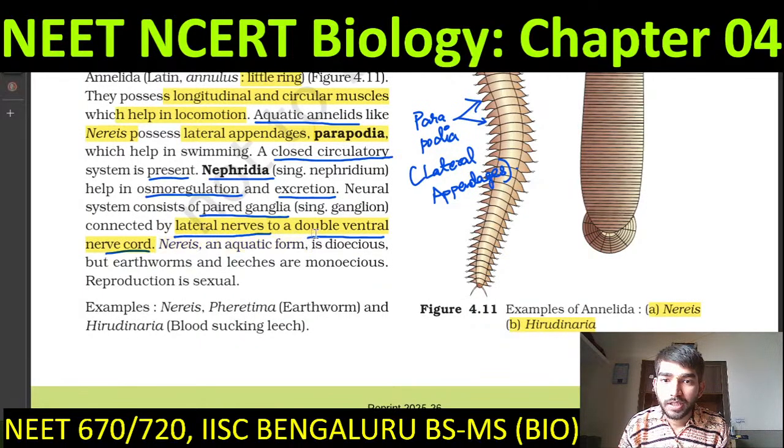Nereis is an aquatic form and it's dioecious, meaning it has both male and female separately. Earthworms and leeches are monoecious. They are hermaphrodites, so they can generate both the male and female gamete. Reproduction is sexual. Pheretima is the scientific name of earthworm, and Hirudinaria, which is the blood-sucking leech.